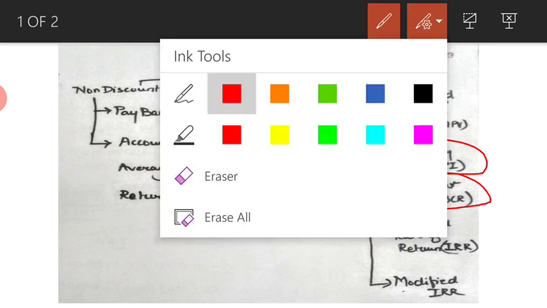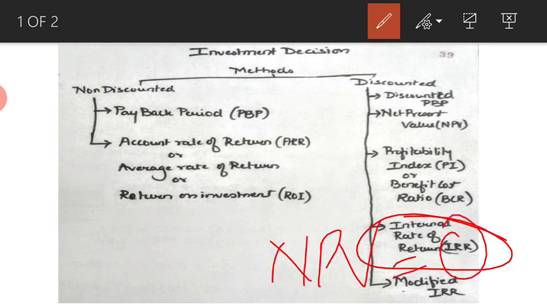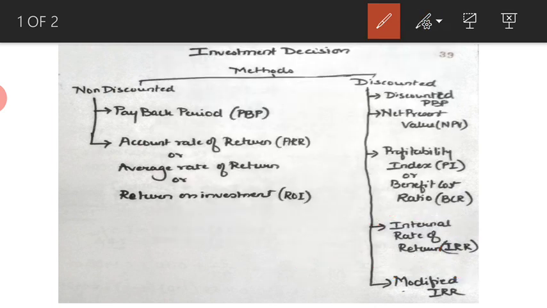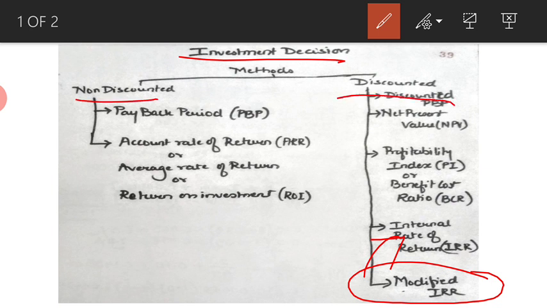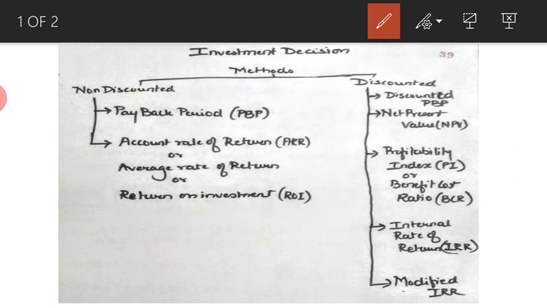Coming to the next one, the internal rate of return. It is the rate of return at which the NPV would be 0. And there is something called the modified internal rate of return, which we are going to study. It's the modified form of the internal rate of return itself. So this was the theoretical aspects of what is investment decision, what are non-discounted methods, what are discounted methods, various non-discounted methods and various discounted methods. Now let's begin with solving or understanding these methods one by one.